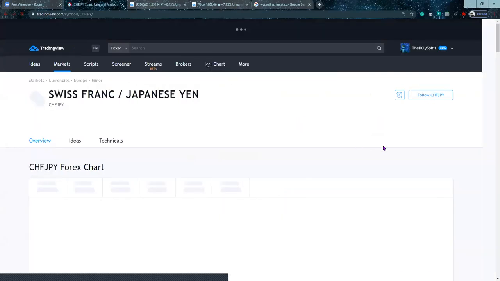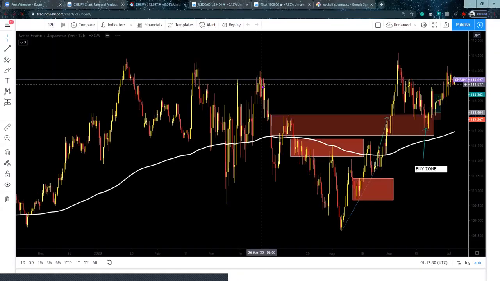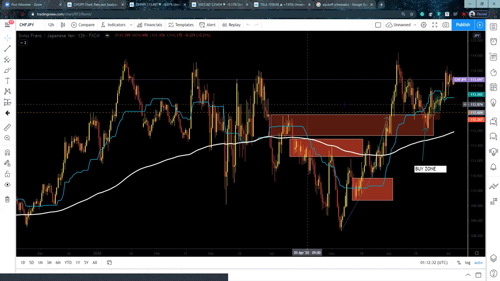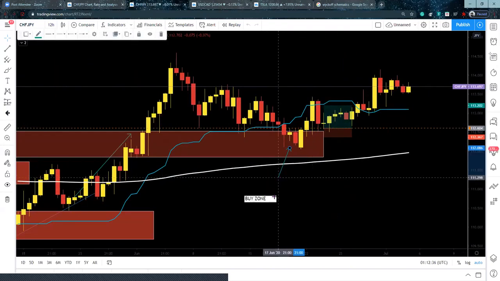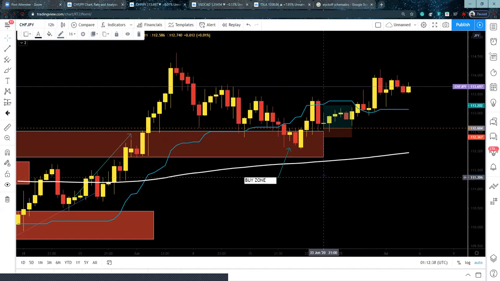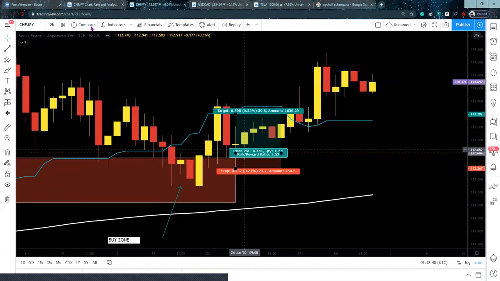Let's look at CHFJPY, and this is very, very simple. Let's look at this real quick. So we see this right here, right? We had our buy zone right here. What ended up happening? We see our institutional candle.